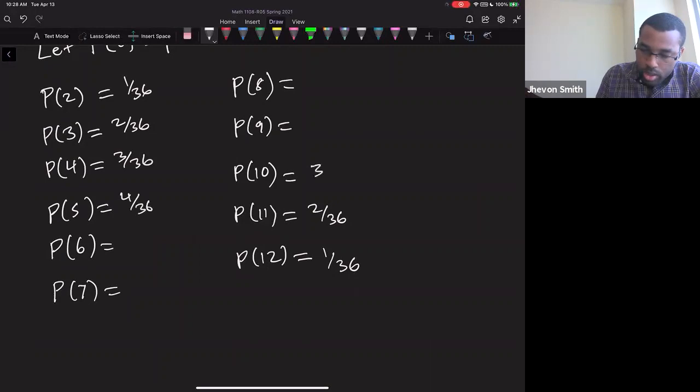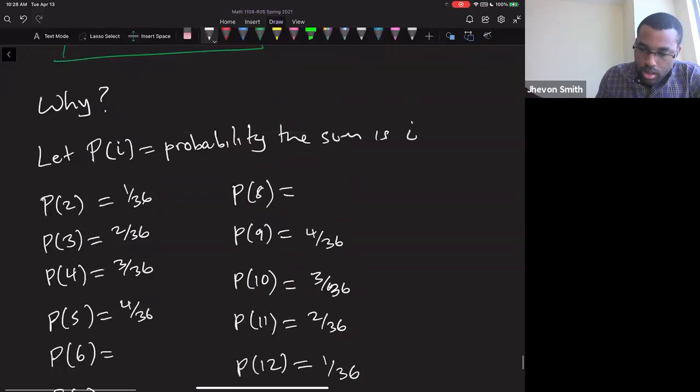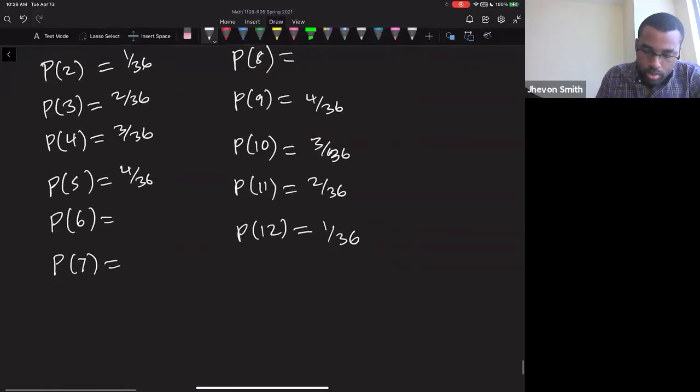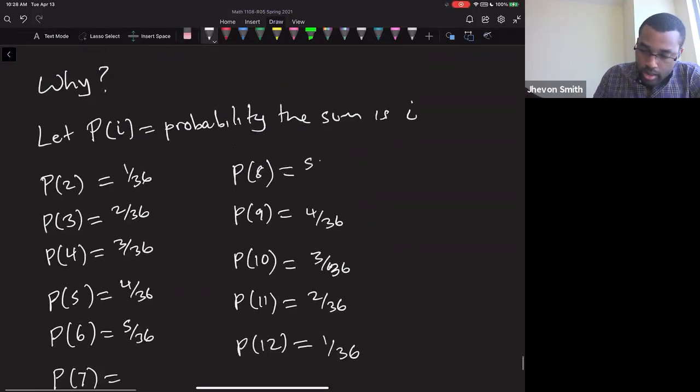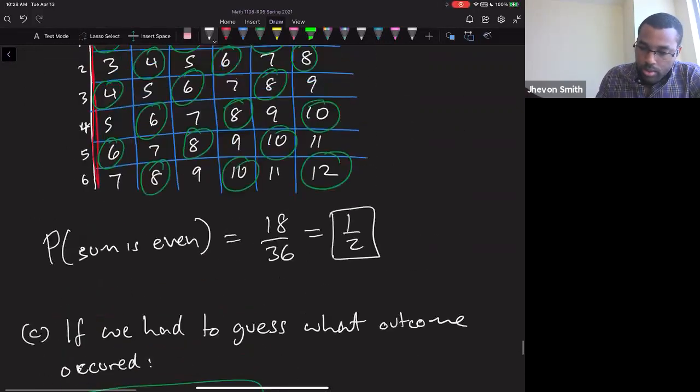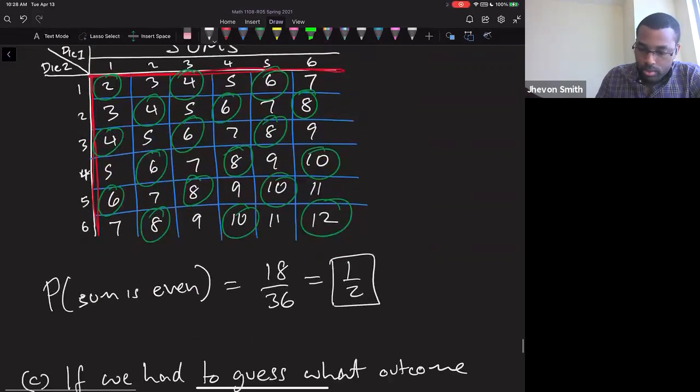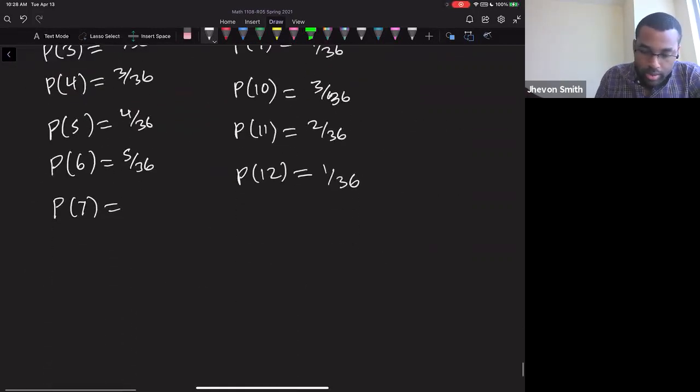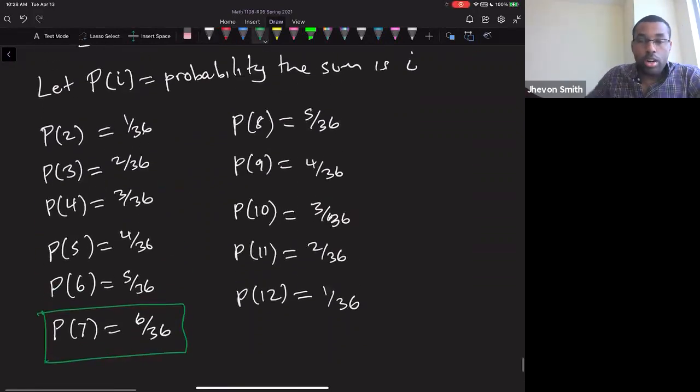These guys would follow suit. 6 would happen in 5 ways. So would 8, if you just count these. And then 7 would happen in 6 ways. So you'll notice of any individual number, 7 would occur most often. So you would probably guess 7.